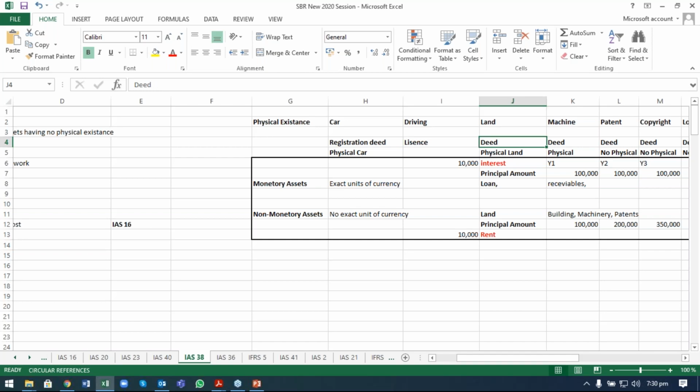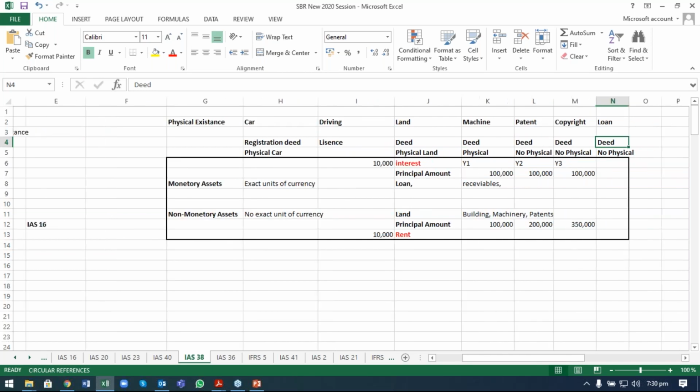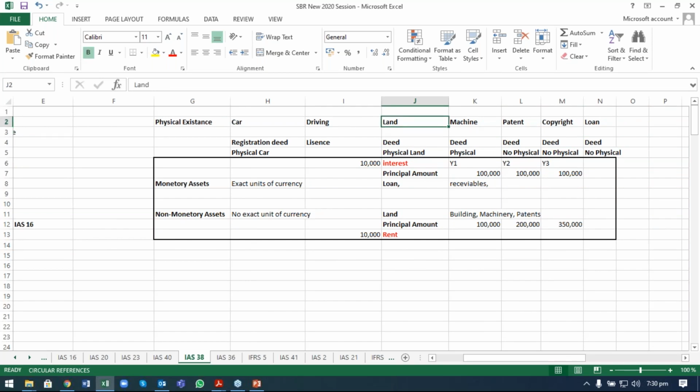Second thing is, there are many assets that don't have a physical existence. Let's see the example. I have land for which I have a deed. A deed is a document that gives me the right that this land belongs to me. I have a machine for which I have a deed. That deed gives me the authority that yes, I have that machine within my control. So all of these assets, a land or a machine, both have physical existence.